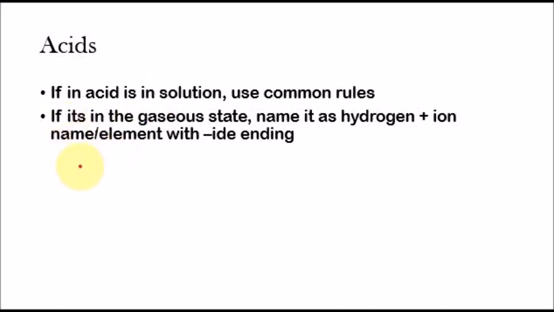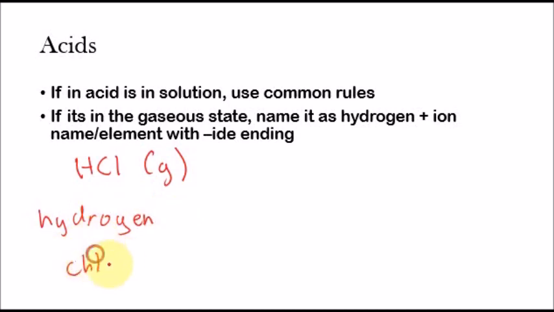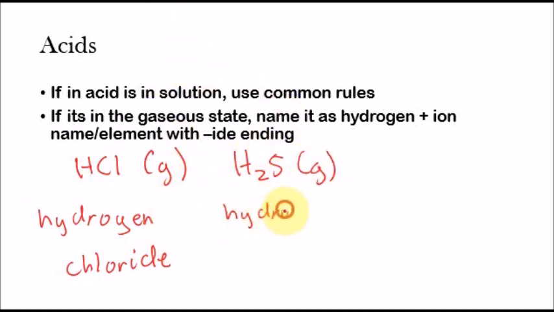Let's say we had HCl, okay, but it's in the gaseous state. Okay, it's not dissolved in water. So we would not name this hydrochloric acid. Instead, we name this hydrogen chloride, like this. Another example of that, let's say we had H2S in the gaseous state. If we wanted to name that compound, again, this is in the gaseous state, meaning that it's not dissolved in water, we would name this as hydrogen sulfide.